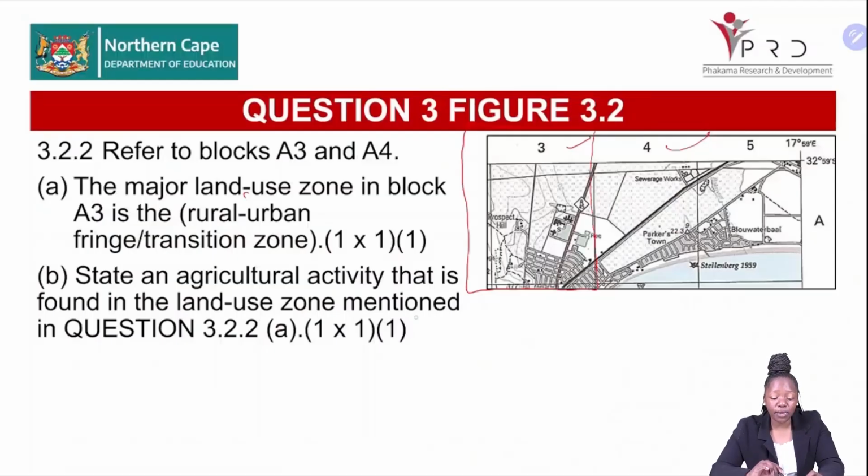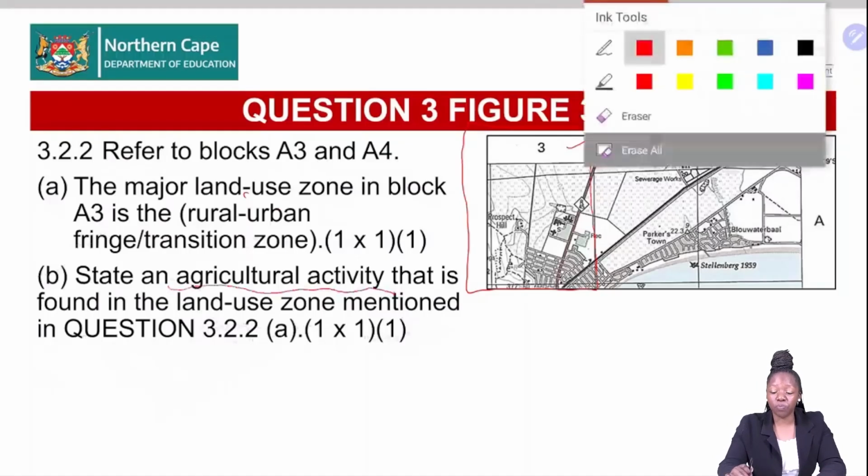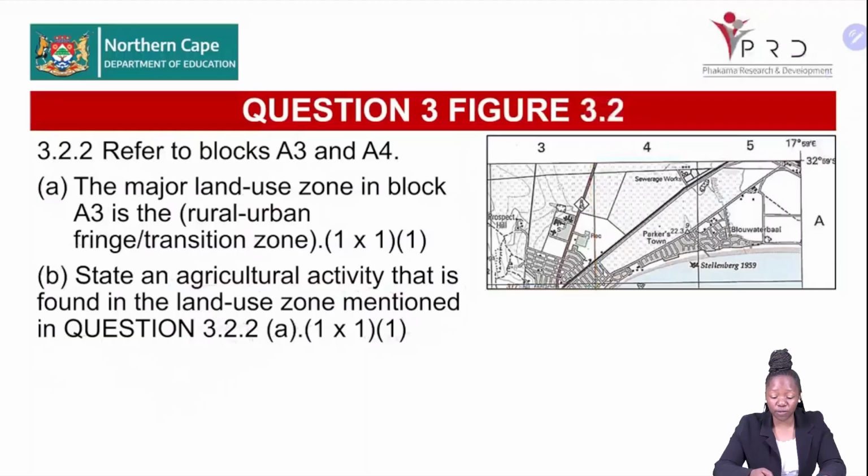Then number B, you state an agricultural activity that is found in the land use zone mentioned in question 3.2.2. So the agricultural activity that is found in this land use zone you have identified in question 3.2.2a. So I'm going to give you another 3 minutes, and then after 3 minutes, we will be able to proceed to the solution.